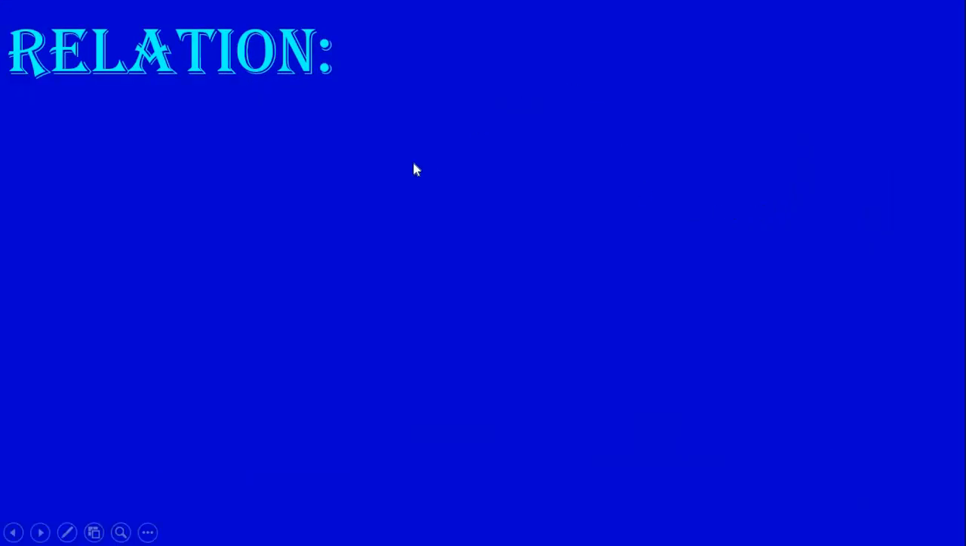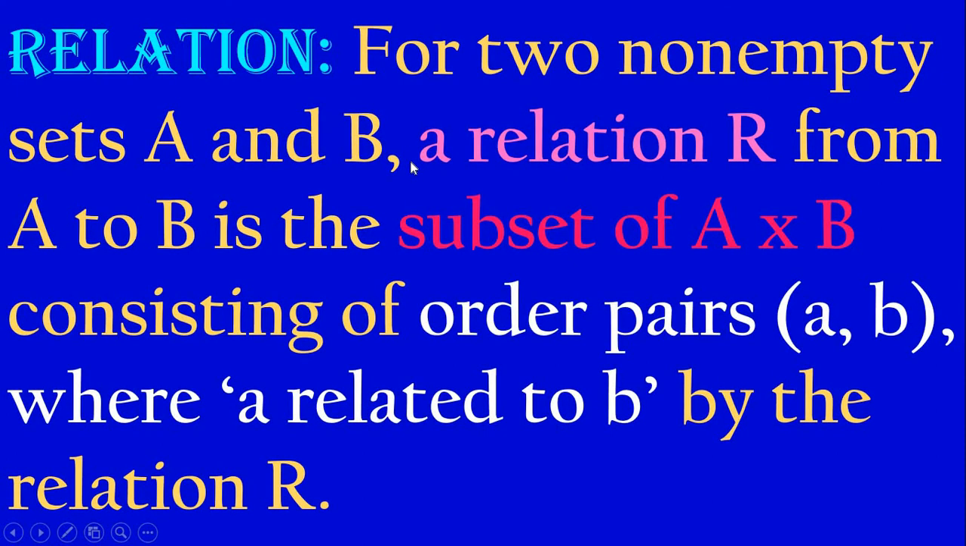The next it is relation. For two non-empty sets A and B, a relation R from A to B is the subset of A cross B. So relation is subset of A cross B consisting of all ordered pairs (a, b), where a is related to b by the relation R. It consists of all ordered pairs where a is related to b by the relation R.